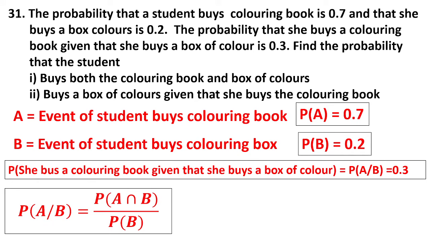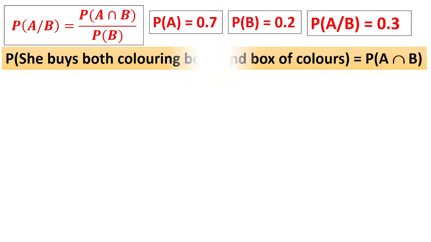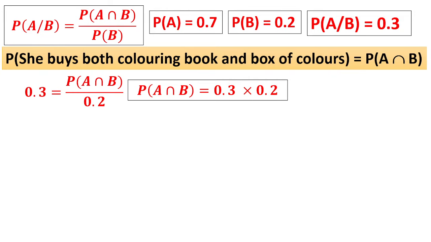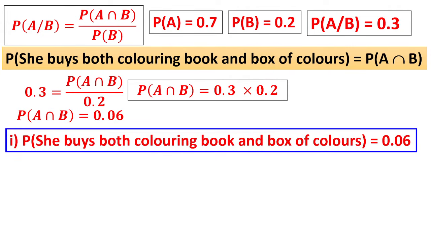It is nothing but P of A intersection B by P of B. Therefore, we are making use of that formula. From this, I am getting P of A intersection B as 0.3 into 0.2, therefore it is 0.06. Therefore, let us move on to question number 1. She buys both coloring book and box. It is A intersection B, therefore it is 0.06.